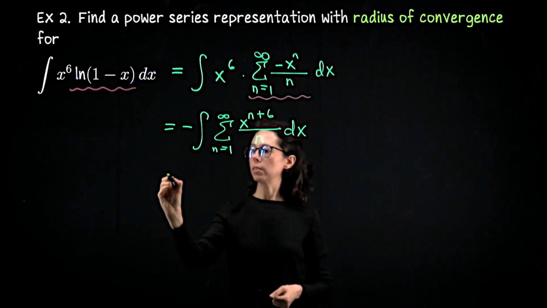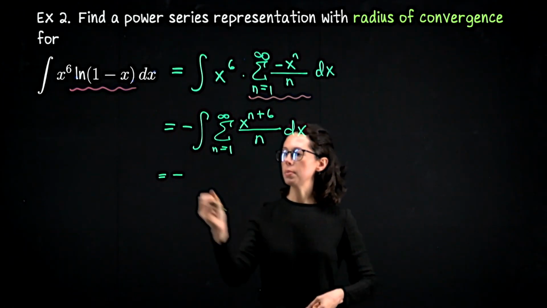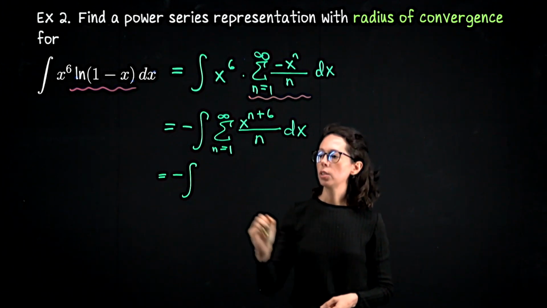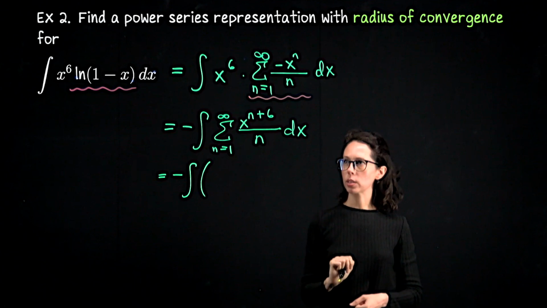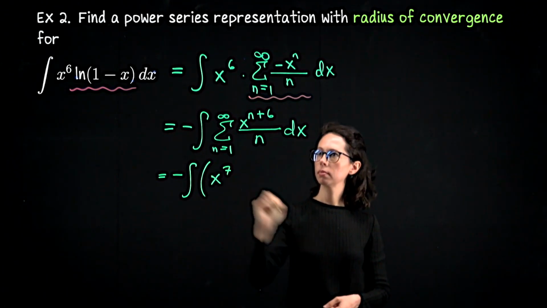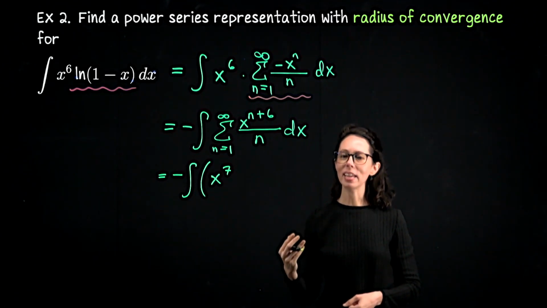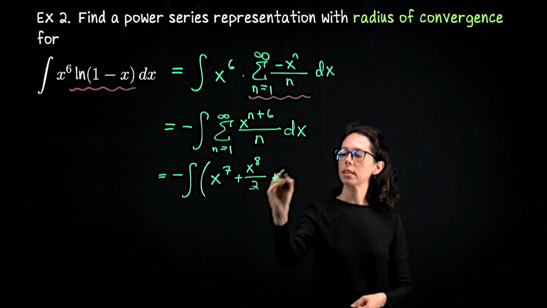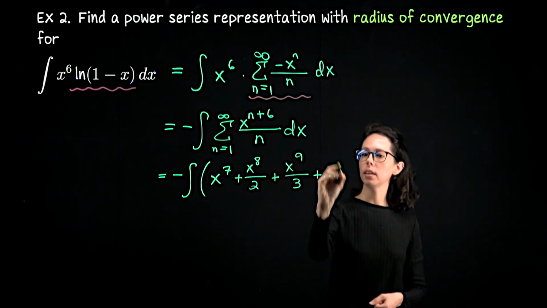Okay, so let's expand this out. We're going to say that this is -1 times the integral of, okay, we're starting with n equals 1. So if I start writing out this sum, the first one is going to be x to the 7 divided by 1. Then the next one would be n equals 2, so we'll have x to the 8 divided by 2 plus x to the 9 divided by 3. And I think that will be enough.